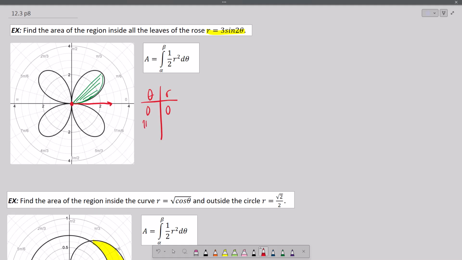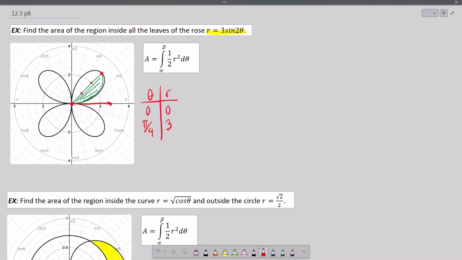So let's just check. If we plug in pi over 4 for theta, we cancel a 2. We get sine of pi over 2, which is 1. 1 times 3 is 3. So sure enough, at pi over 4, we're 3 units from the origin. There's 1, there's 2, there's 3.